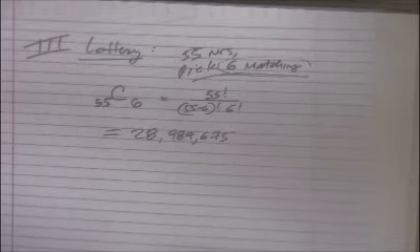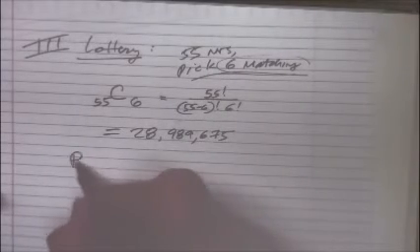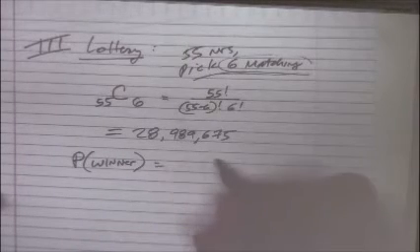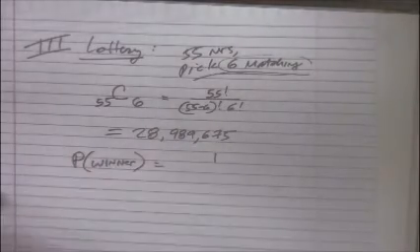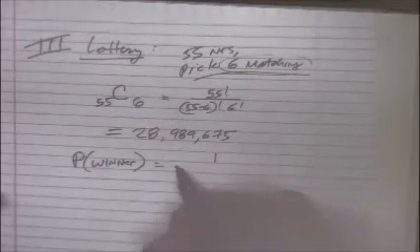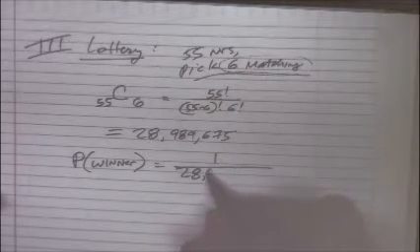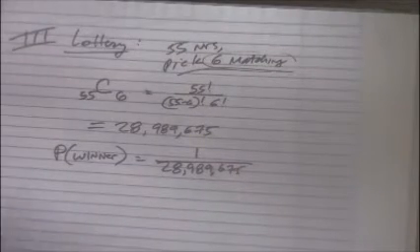The chance that the one winning one, the chance you have of getting the winning one, the probability of the winner is one of those, because of all the possible 6s, only one of them wins. It's 1 over the total sample space of 28,989,675.